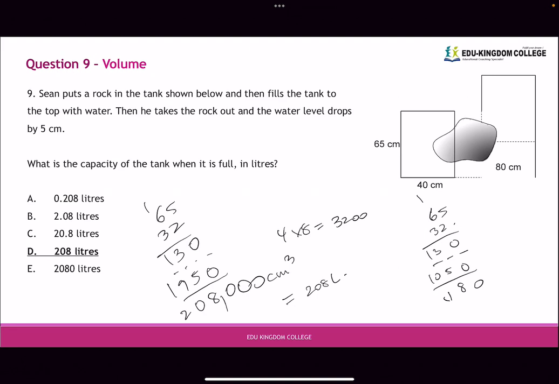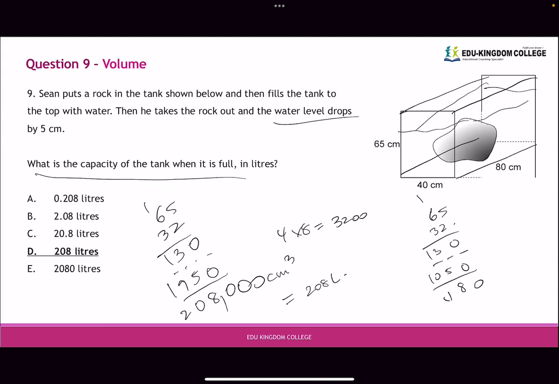Now question 9, we have a rock that's put in a tank. So our tank looks like this. It wasn't shown too clearly, but that is our tank, and we're trying to fill it up with water, and so we put a rock in. The water level drops by 5 centimeters. So when we're calculating the capacity of the tank, it's just 65 times 40 times 80.